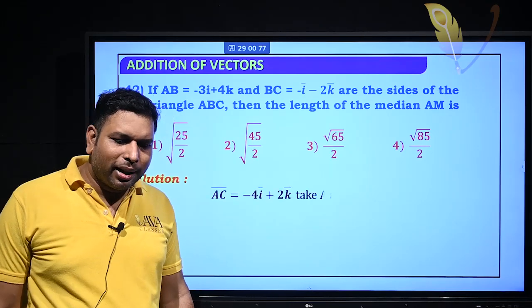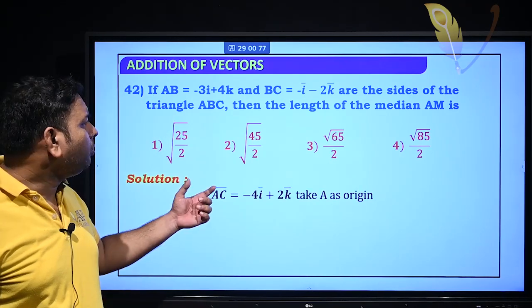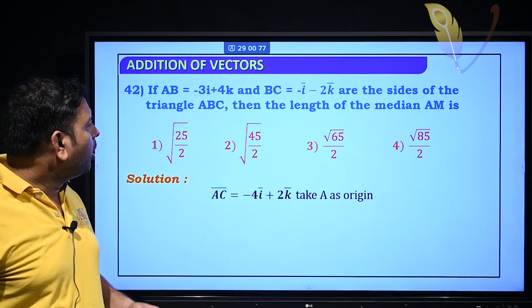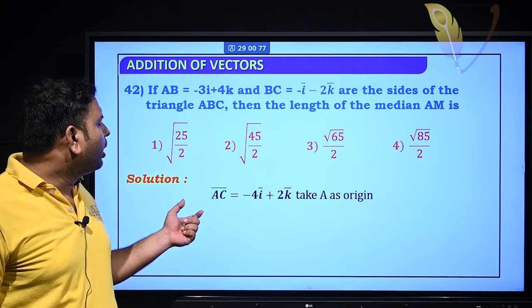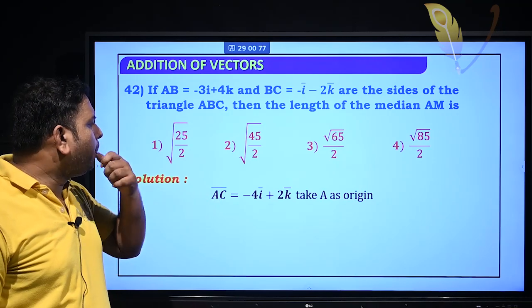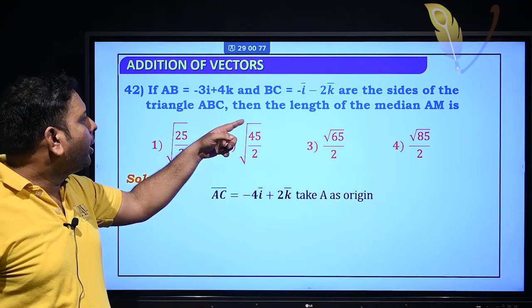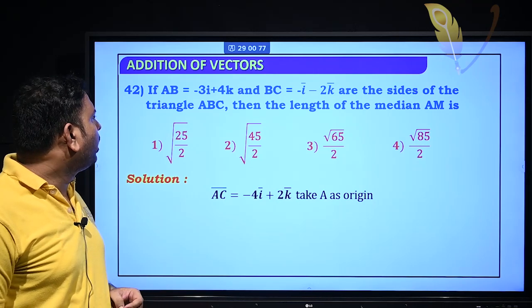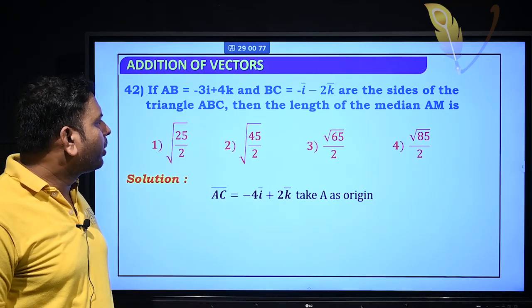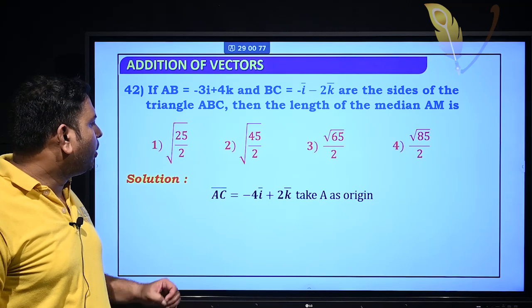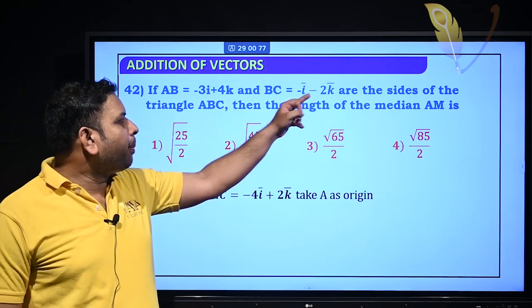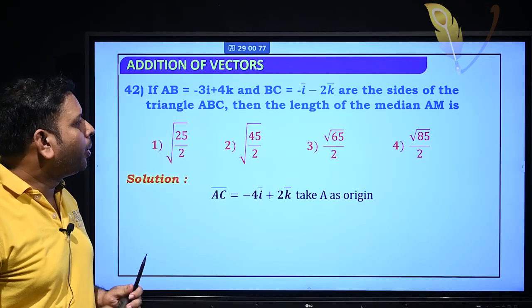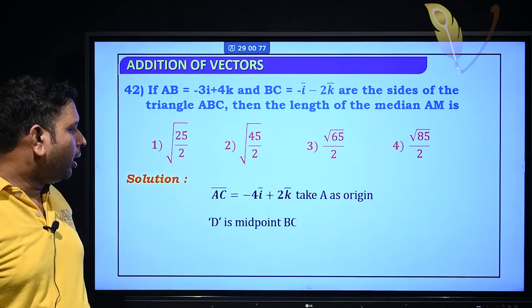Now solution. If you take A as origin, AB plus BC equals AC. Okay. So it is minus 3i cap minus i cap, which is minus 4i cap, and 4k cap minus 2k cap, which is plus 2k cap. Okay.